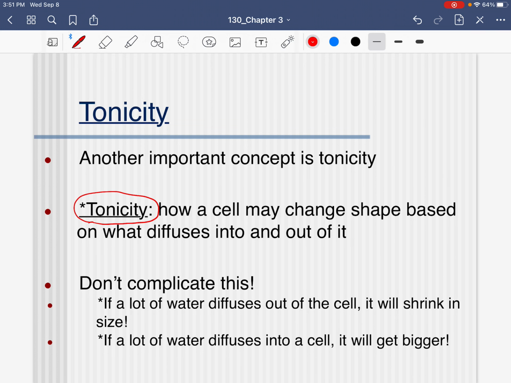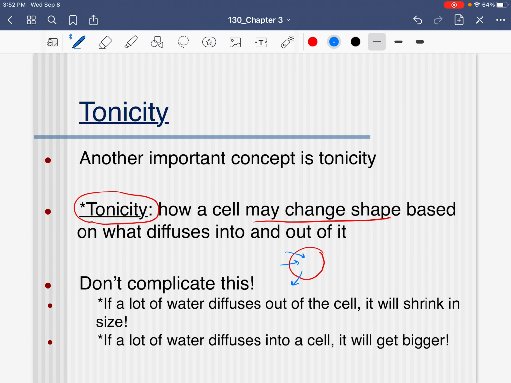All right, here we go. Tonicity. You are going to see tonicity probably defined differently in a textbook, but I much prefer this definition. How a cell may change shape. That's the key. I mean, let's not complicate it. We have a cell. The cell membrane has selective permeability. Sometimes things diffuse in, sometimes things diffuse out. Well, depending on the situation, this is going to change.